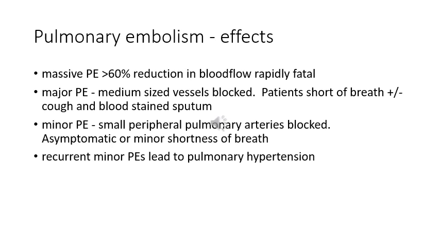In major pulmonary embolism, medium-sized vessels are blocked. There is shortness of breath, cough, and blood-stained sputum as symptoms. In minor pulmonary embolism, small peripheral pulmonary arteries are blocked. It is asymptomatic, or there may be minor shortness of breath. And as I told, recurrent minor pulmonary emboli can lead to pulmonary hypertension in the course of time.